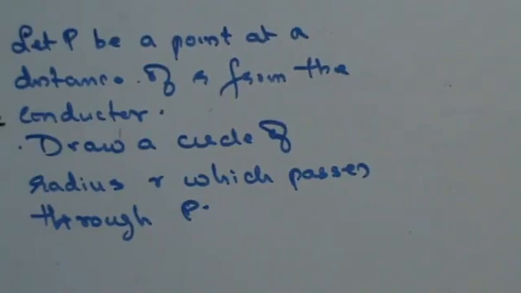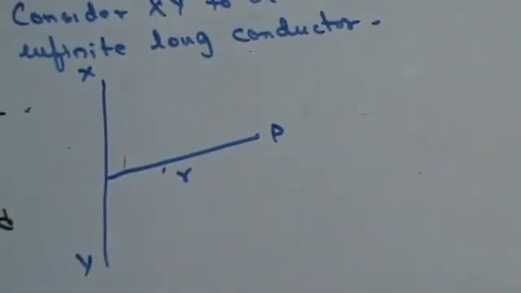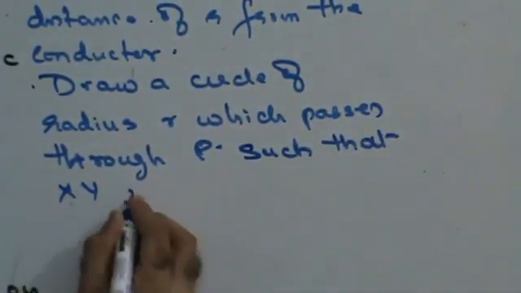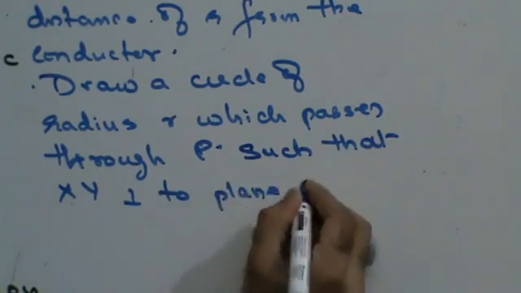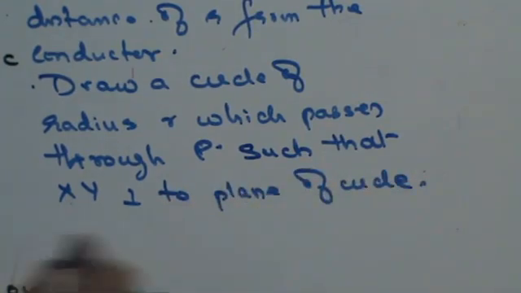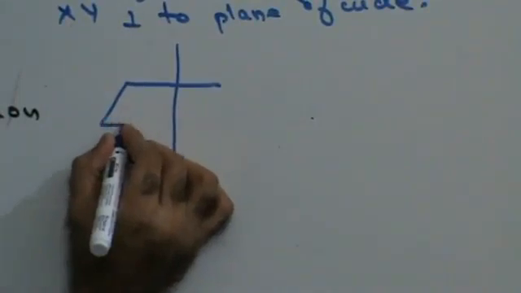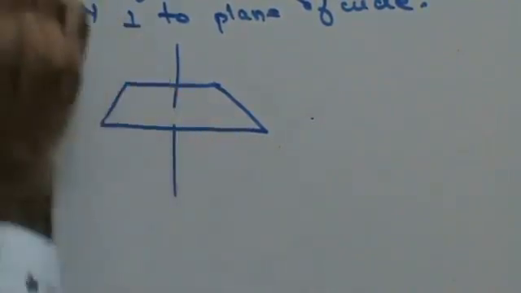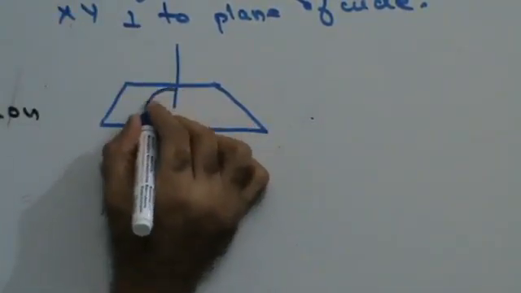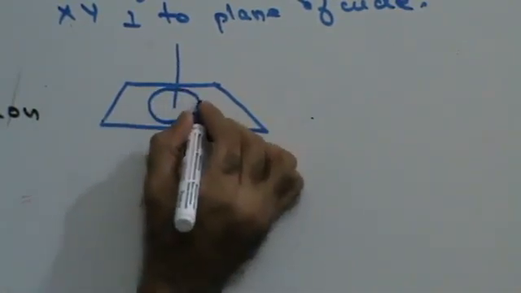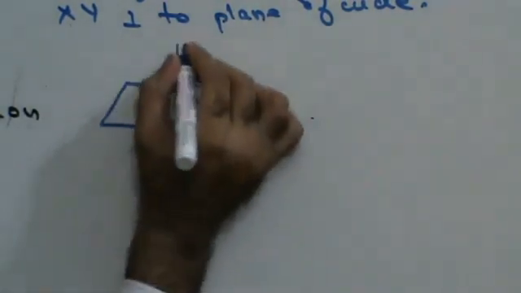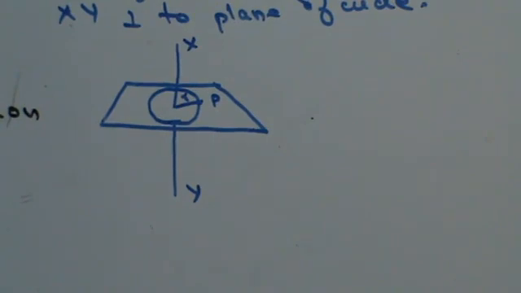Such that xy is perpendicular to the plane of the circle. So what we had in the previous diagram, I'm going to redraw this diagram here to show you the plane of the circle. This is my plane of the circle, right? This is your point P. I'm going to draw a circle here first. I have point P which is at a distance of r from the center. This is your long conductor xy, right?